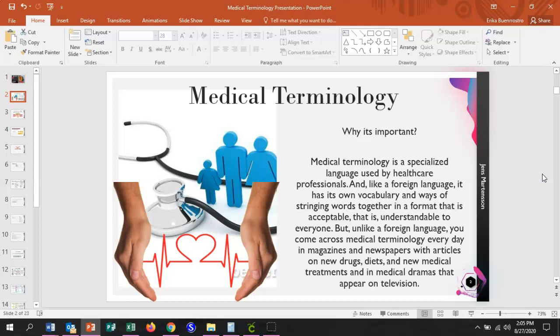So why is it important? Medical terminology is a specialized language. If you have ever heard medical terminology, it is its own language, right? In the ways of stringing words together in a format that is acceptable, that is understandable to everyone. But unlike a foreign language, you come across medical terminology every day in magazines, newspapers, with articles, when you're reading about new drugs, diets, new medical treatments, and in medical dramas that appear on television.